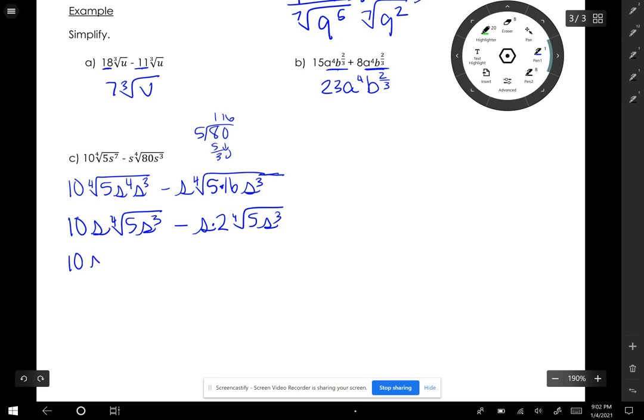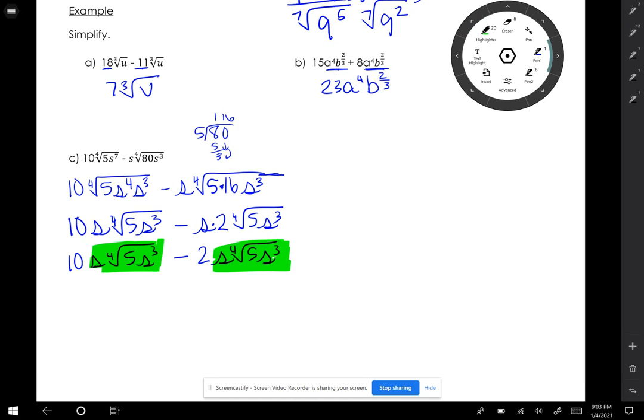So I end up having 10s times the fourth root of 5s cubed minus 2s times the fourth root of 5s cubed. So notice, both of these terms have the same parts here, s to the fourth times 5s cubed. That means they are, again, like terms. So I'm going to do 10 of them minus 2 of them to get a total of 8s times the fourth root of 5s cubed. And that's our final answer for that problem.